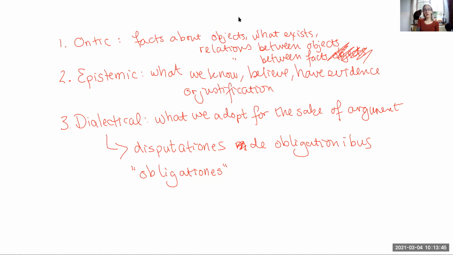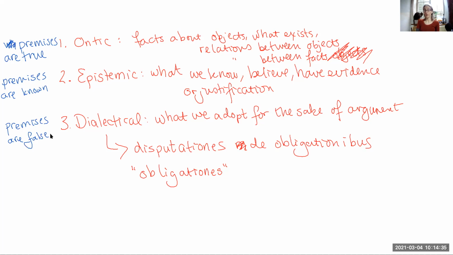So very quickly, summarizing what we have here, the Ontic level focuses on arguments where the premises are true regardless of what we know or have access to. So in the ideal world, a sound argument will be one that is valid and has true premises, regardless of whether we have access to know if the premises are true or not. The epistemic level starts from premises that are known or believed or have evidence for or are justified. And the dialectical level often starts from premises that are known to be false.